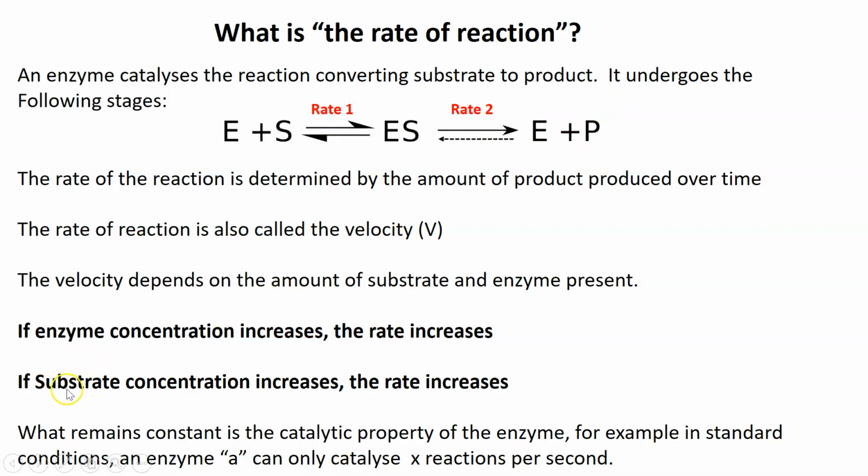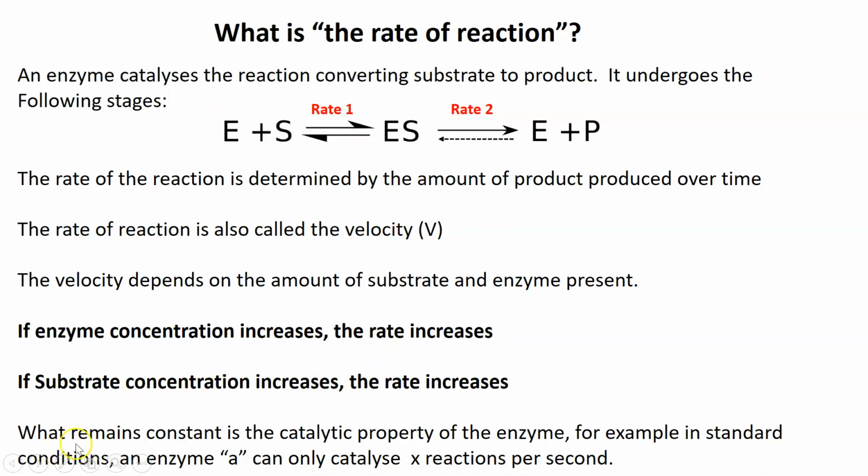Similarly, if the substrate concentration increases, if there's more substrate there, there's a bigger chance the substrate will bind to enzyme to form this, and then undergo the next reaction to form product. So the higher the enzyme concentration and the higher the substrate concentration, up to a point, the rate of these reactions will increase.